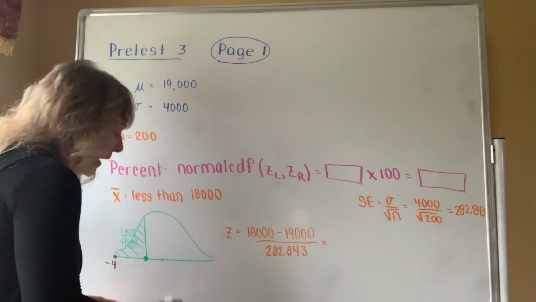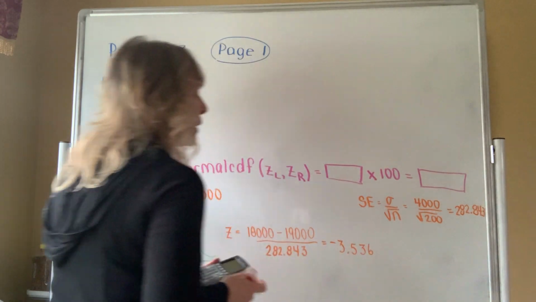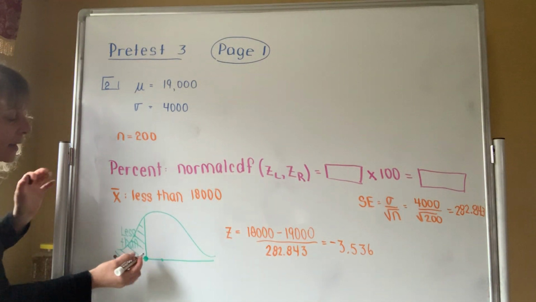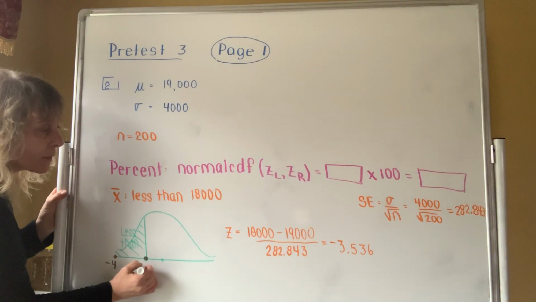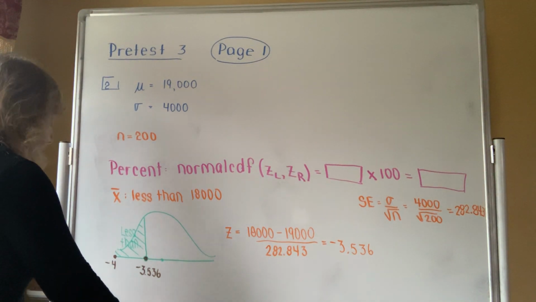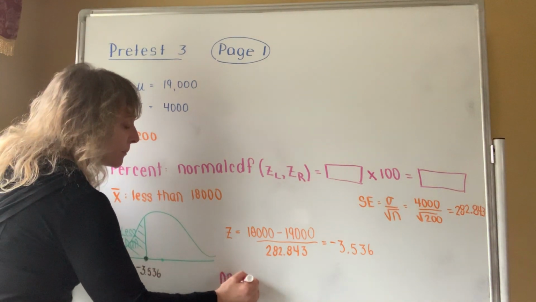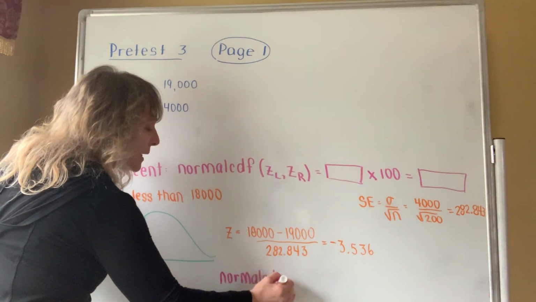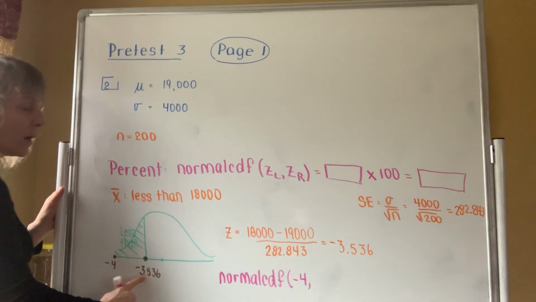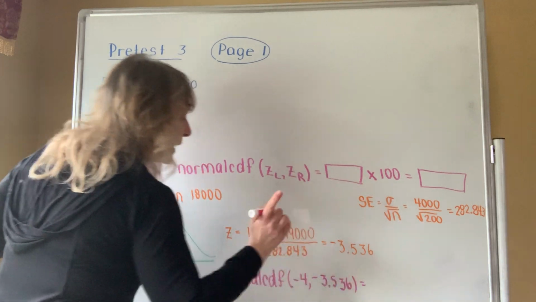negative 3.536 when you round it. Now if you round it to that, that corresponds with this number, which is negative 3.536. Your job is to figure out the percent. So you need to do that normal CDF. So I'm going to do that, set it up right now. Normal CDF from the z-score on the left, negative 4, to the z-score on the right, negative 3.536. You will get an answer.